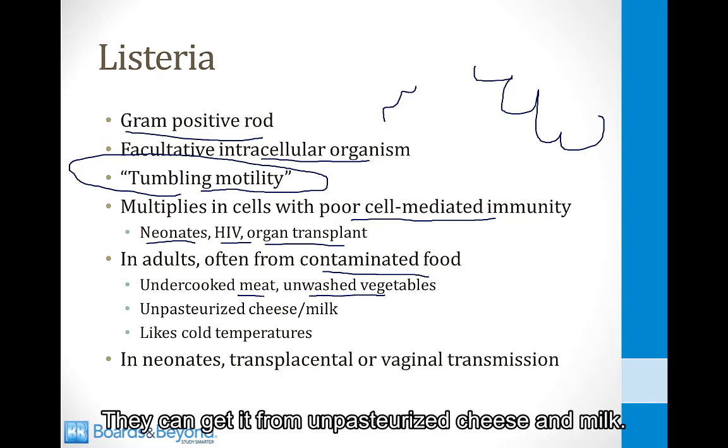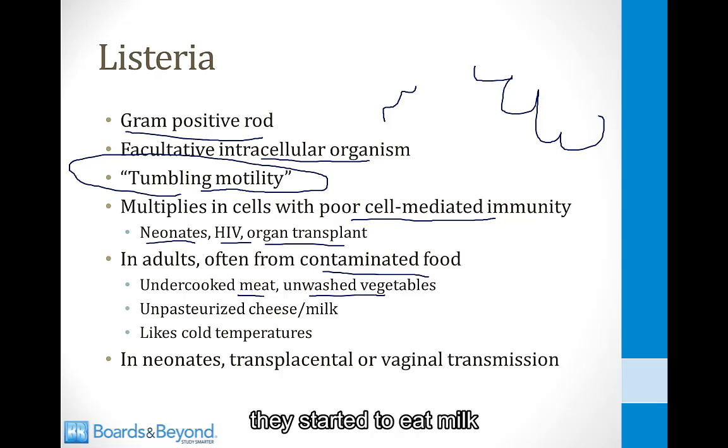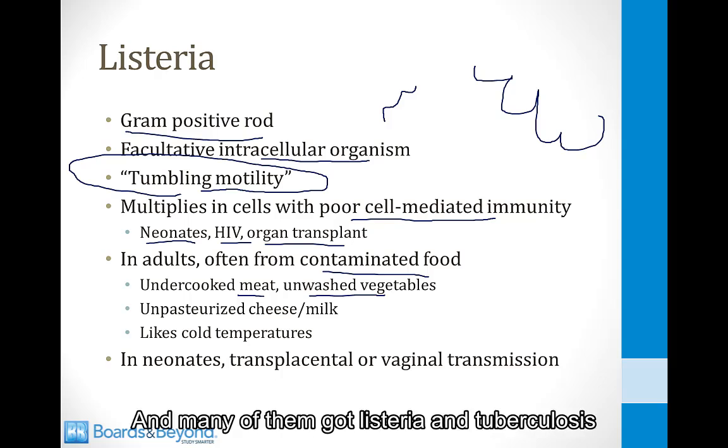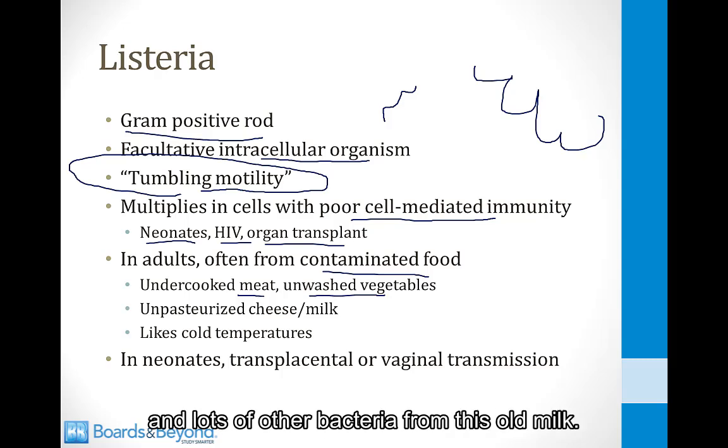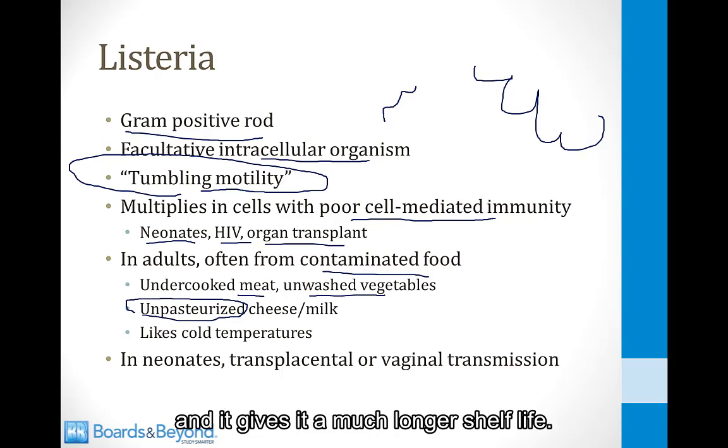They can get it from unpasteurized cheese and milk. So in the early 1900s, when people started to live in cities, they started to eat milk that was days old from faraway farms, and many of them got listeria and tuberculosis and lots of other bacteria from this old milk. So pasteurization is a process by which you warm the milk up and then cool it off, and it gives it a much longer shelf life.